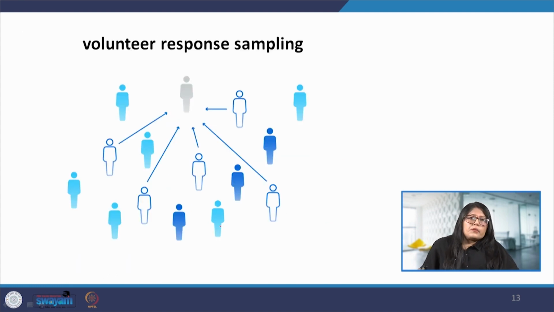Now, similarly, there is volunteer response sampling. So, it is based on the access of the volunteers. Rather than the researcher selecting the participants, volunteers come forward themselves, maybe by responding to an advertisement or a phone call. Voluntary response is somewhat biased because some people will inherently be more vocal and more participatory in nature, and this may lead to self-selection bias.